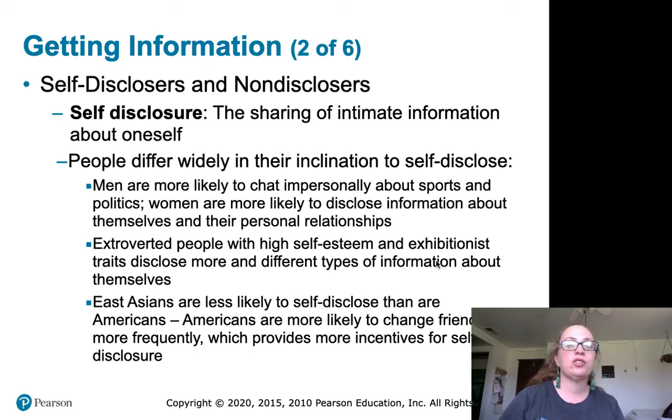Okay, so people with high self-esteem are much more likely to disclose. People with extroversion are much more likely to disclose. Also, culture plays a part. So people from East Asian collectivistic cultures are less likely to self-disclose than, say, Americans. Americans are very high on self-disclosure.